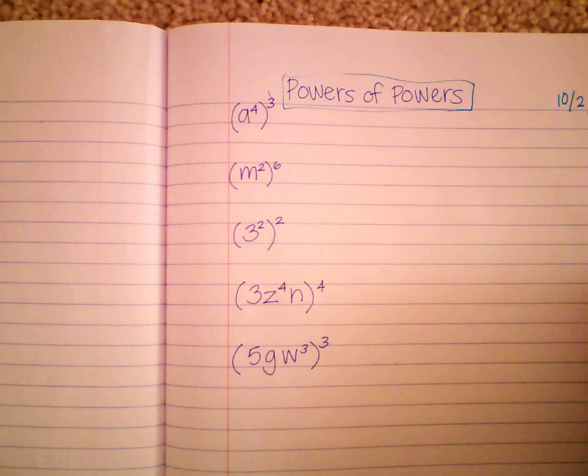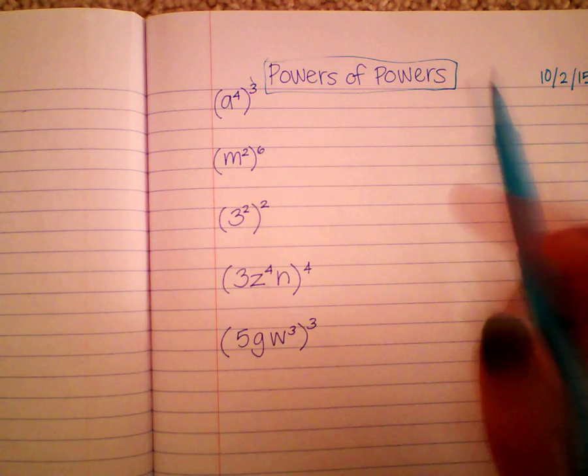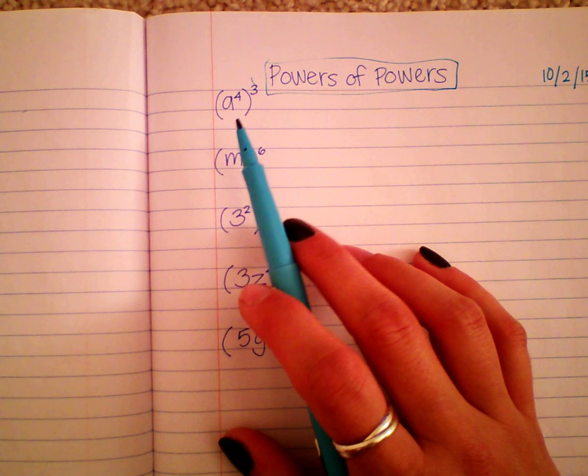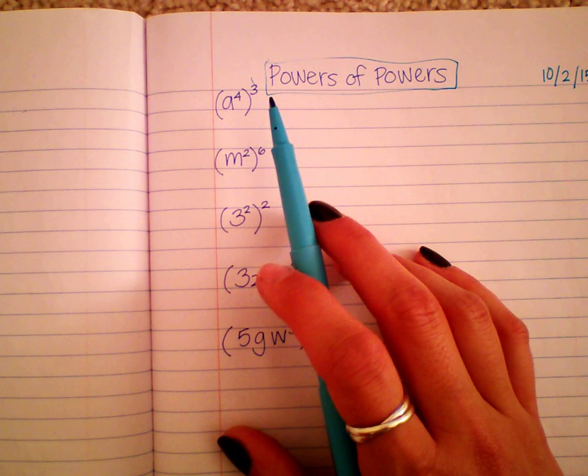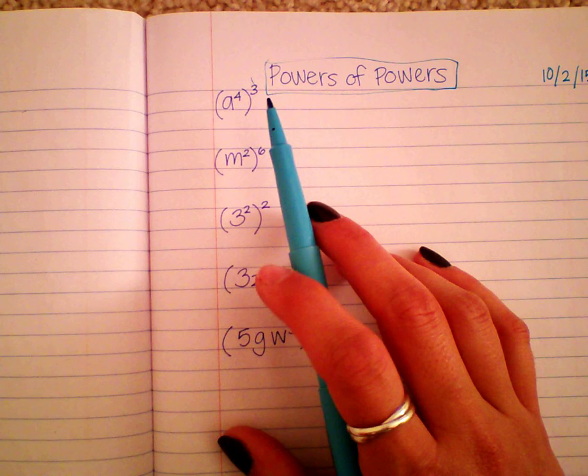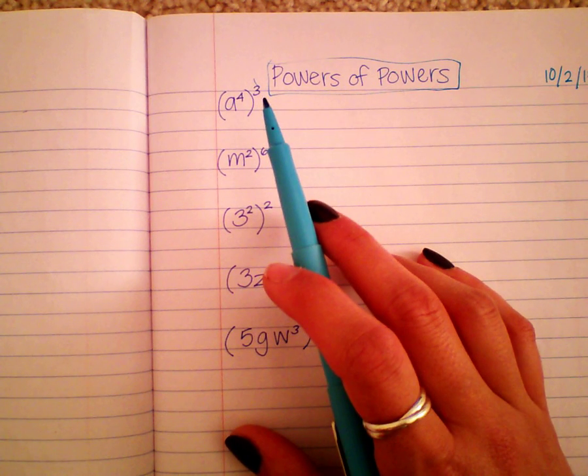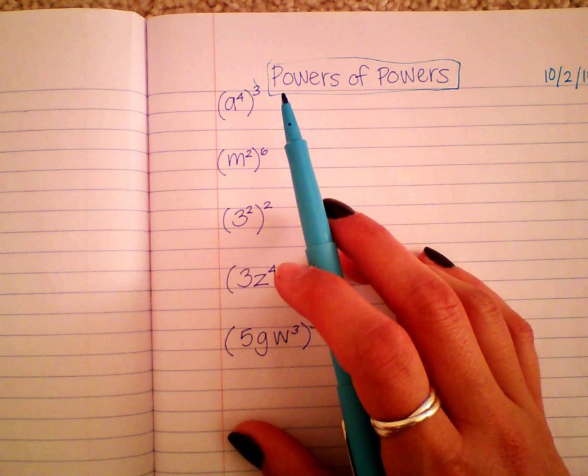So today what we're going to talk about is what to do when we have exponents in our base, and then we also have exponents outside of the base. So we have an exponent to another exponent, okay? That's what I mean by powers of powers.